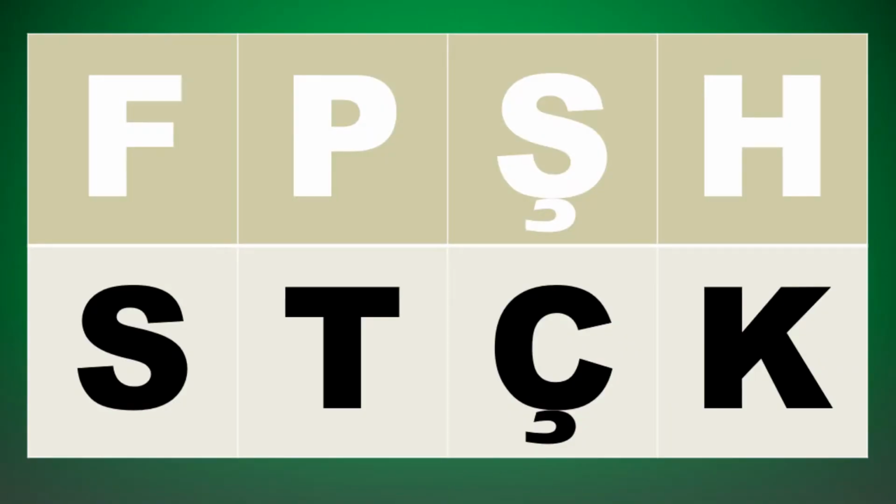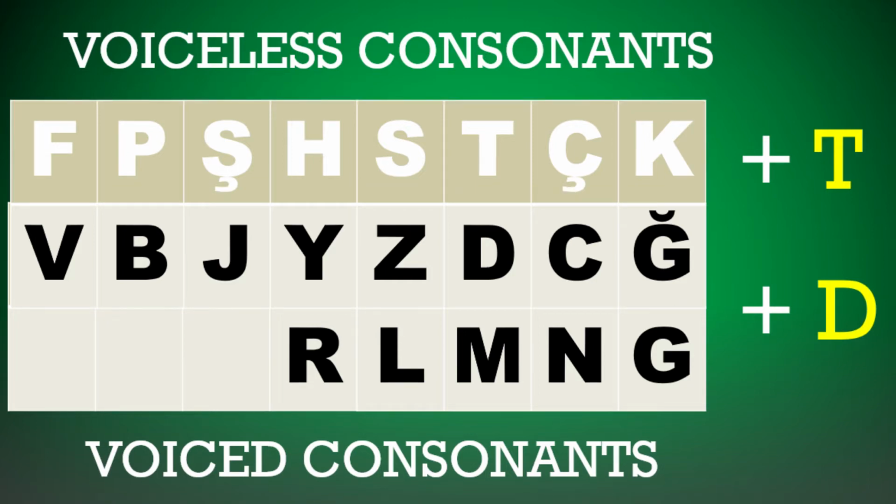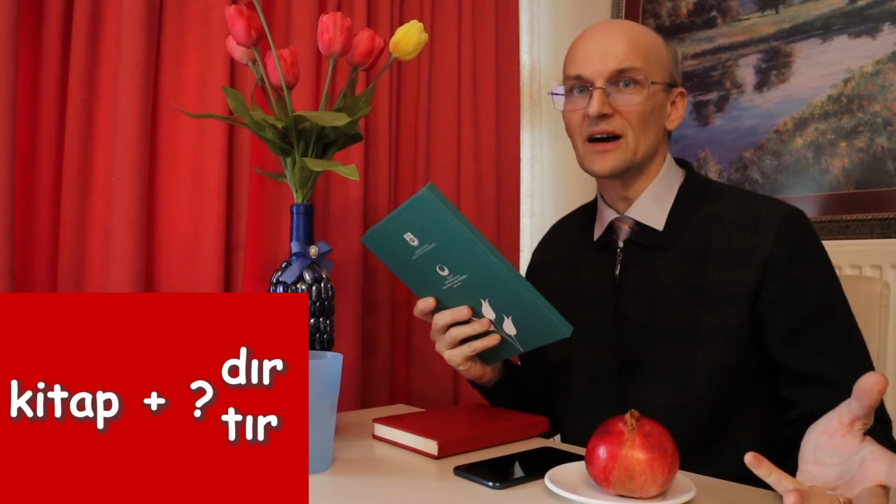One is voiced, b. Another is voiceless, p. You need to remember 8 voiceless consonants. These are f, p, ş, h, s, t, ç, and k. 8 consonants. Whenever a word ends with one of those voiceless consonants, d turns into t, tır. For instance, this is what? Book. Kitap. Kitapdır. No, kitaptır. Kitaptır. Okay?